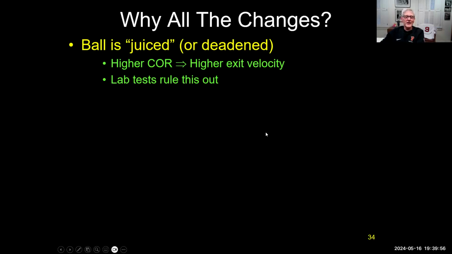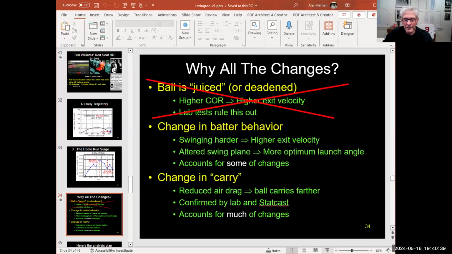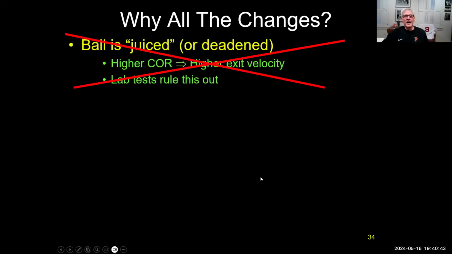There were a lot of conspiracy theorists who said, back in 2015, 16, 17, when things were on their way up, that the ball was juiced. Juiced usually means that the bounciness factor is higher. There's less energy lost when the ball hits the bat, a higher coefficient of restitution, and that will result in a higher exit velocity. And Rawlings, the company that makes the baseballs, knows how to create baseballs with different coefficients of restitution. So people suspected some conspiracy between Rawlings and Major League Baseball that resulted in a higher coefficient of restitution. But you could test that coefficient of restitution in the lab, and that's ruled out.